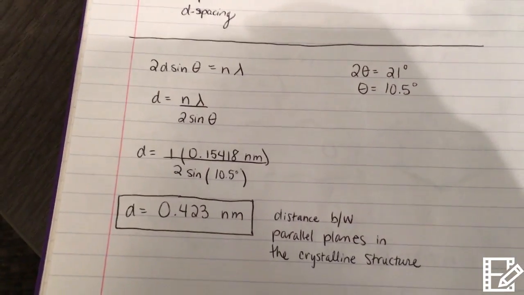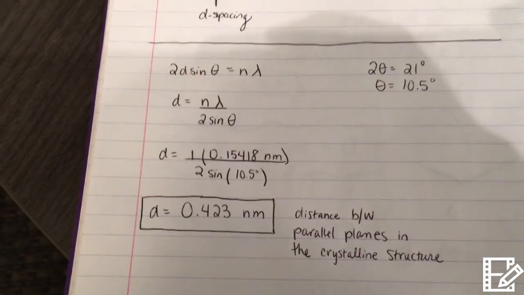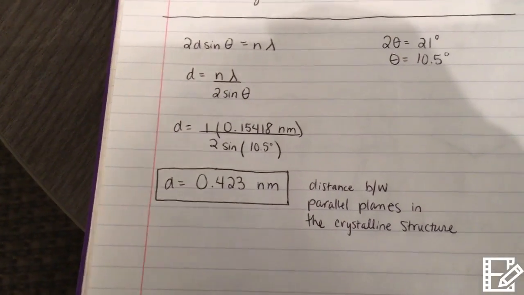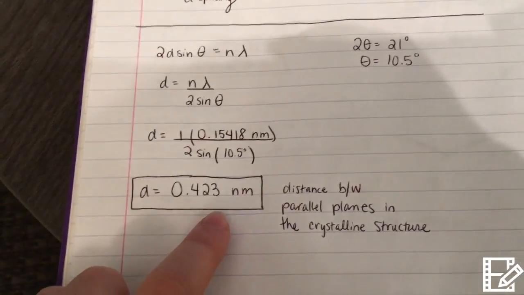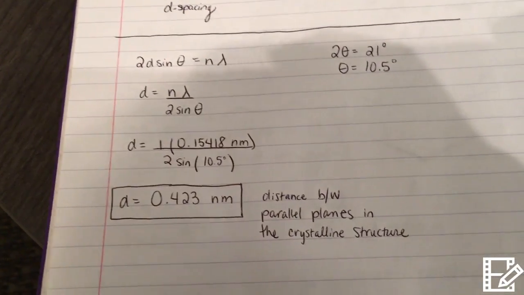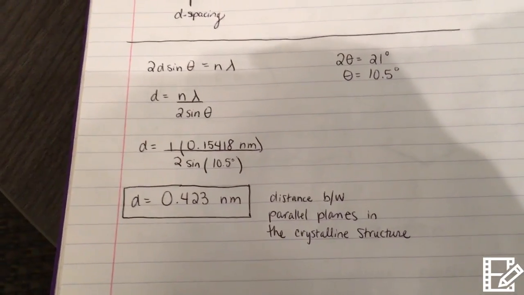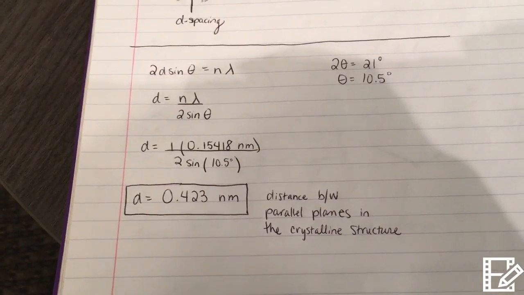At last, we can plug everything into Bragg's formula to determine that our d-spacing value is 0.423 nanometers. This represents the distance between the parallel planes of atoms in the given crystalline structure.